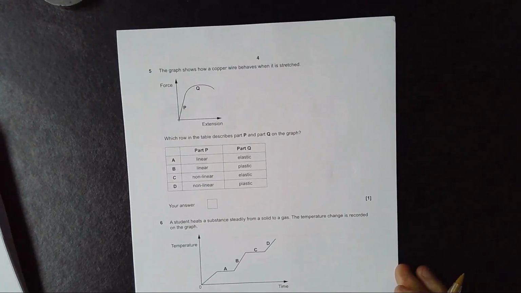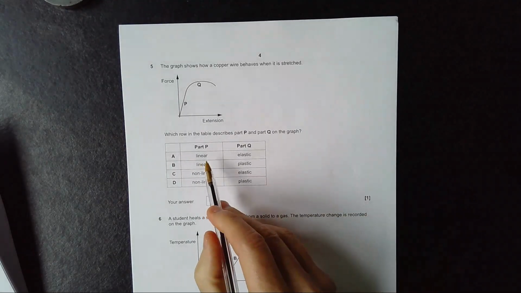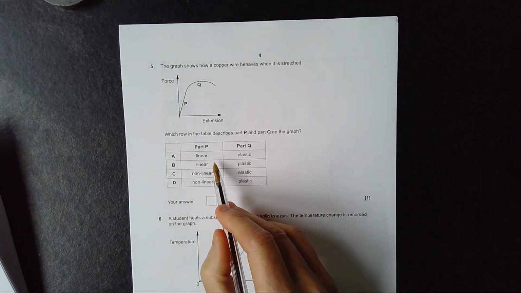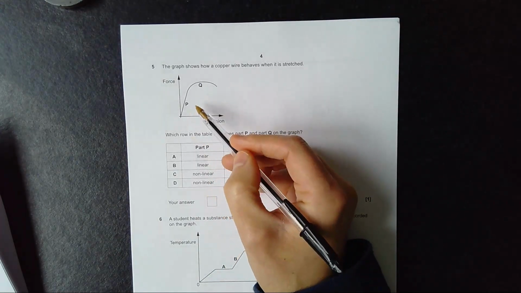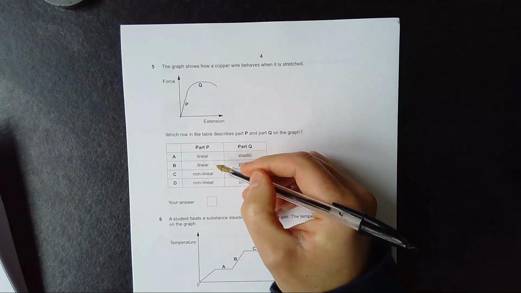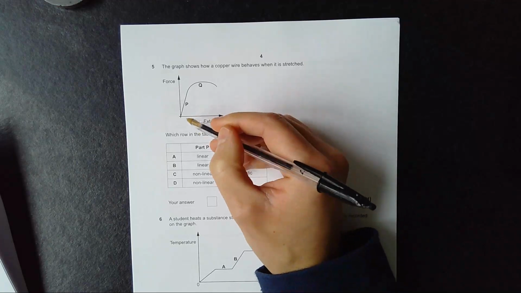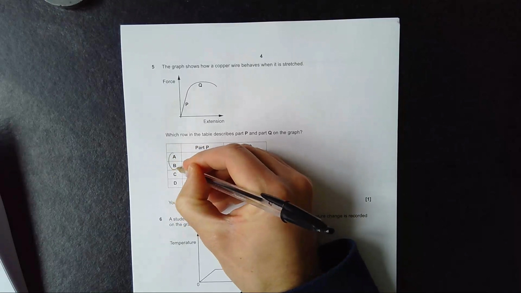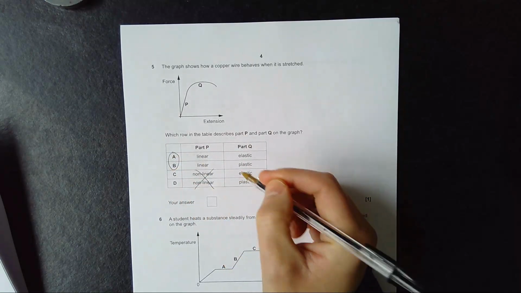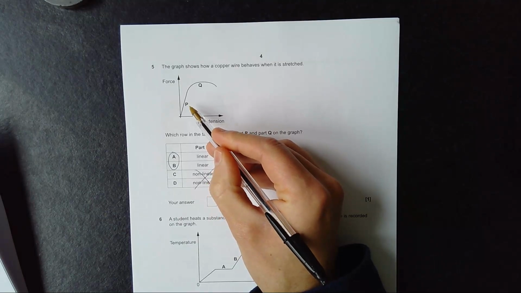Okay, question 5. We've got a force extension graph and we're asked to say what's going on in part P and part Q. So in part P, the options we've got are either linear or non-linear. Linear means it's a straight line, so you can see that it's got to be either A or B. Okay, so we've narrowed it down. It can't be those two because section P is a straight line. It's linear. Linear means line.